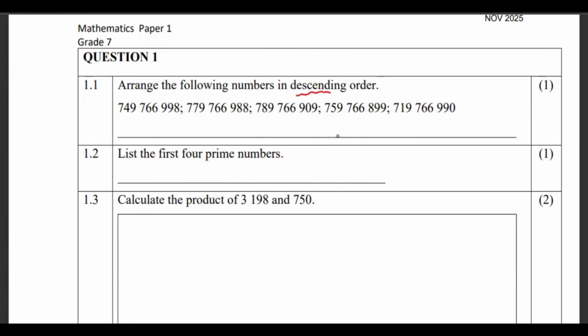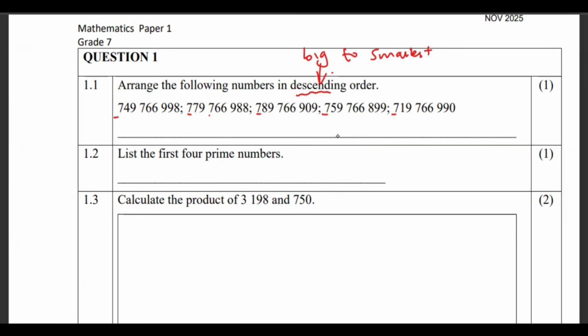So this is part of the whole numbers. When you talk about descending order, it's basically an order where you start from the big to the smallest. Okay, so the biggest number to the smallest. When you look at all these numbers, they're in millions. Okay, so since they're all in millions, let me start by looking at the first digit. So they all start with 7s.